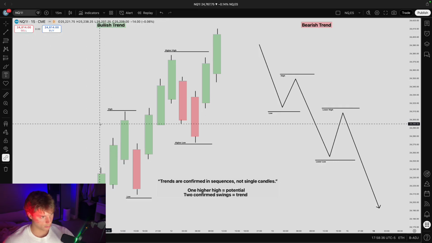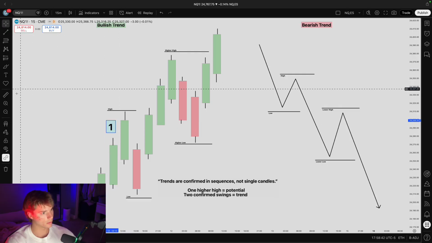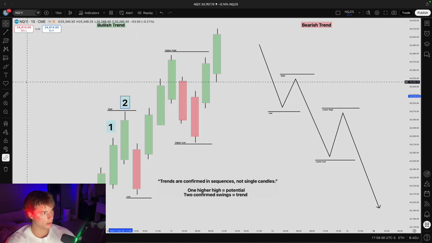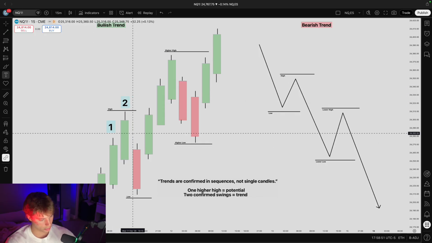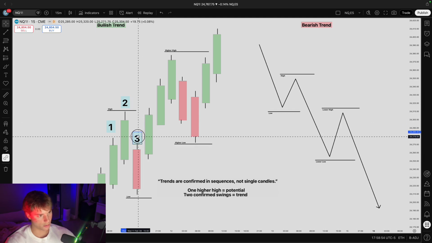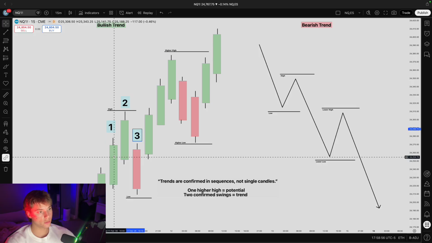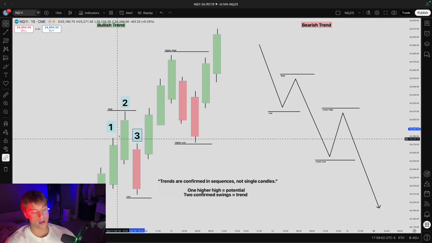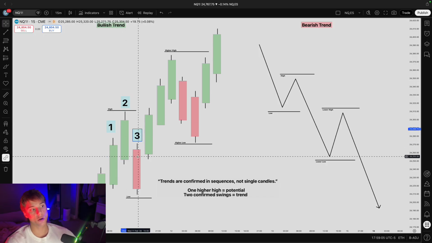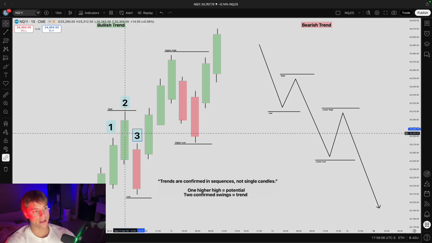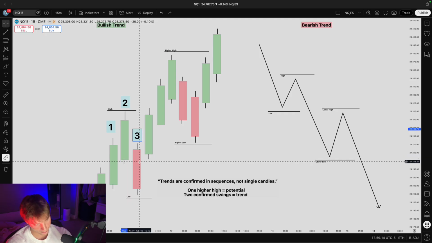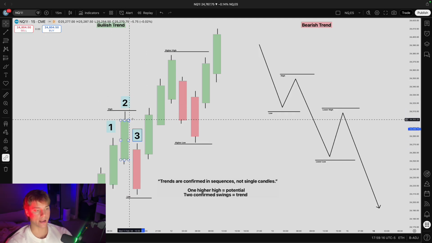Here, we'll go right here. One, two, and three. Okay. So candle two's wick is higher than candle one's wick. Candle number three's wick is lower than candle number two's wick. And you can see it kind of creates like a triangle point between these three candles. This is how you identify a high.